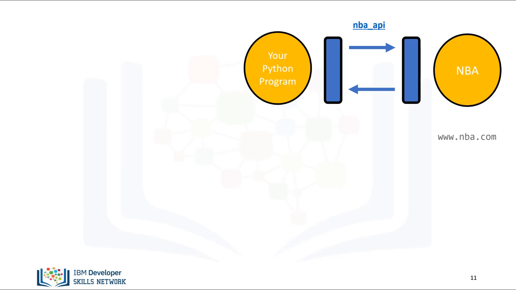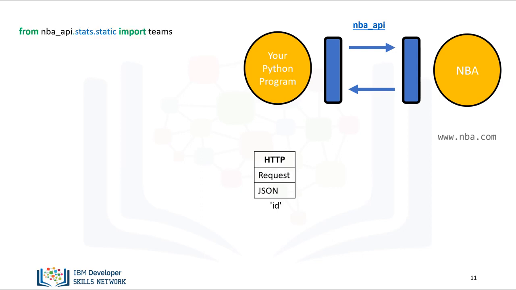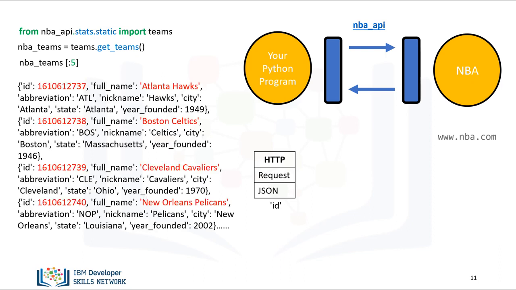In the NBA API, to make a request for a specific team, it's quite simple. We don't require a JSON file. All we require is an ID. This information is stored locally in the API. We import the module teams. The method getTeams returns a list of dictionaries, which have the same keys but the values depend on the team. The dictionary key ID has a unique identifier for each team as a value.